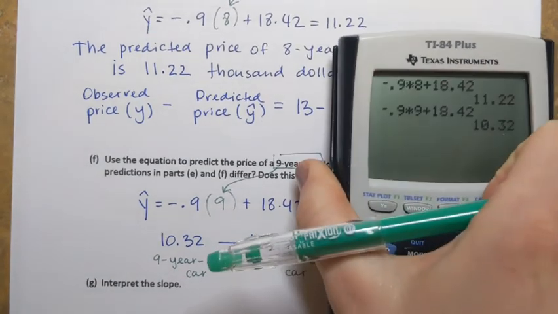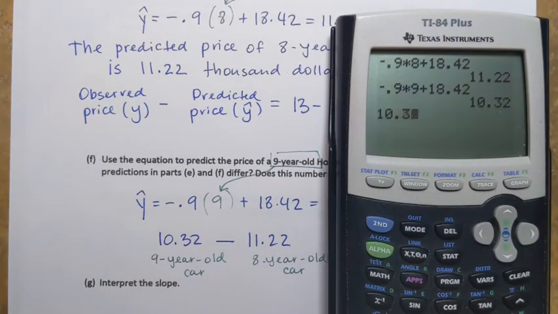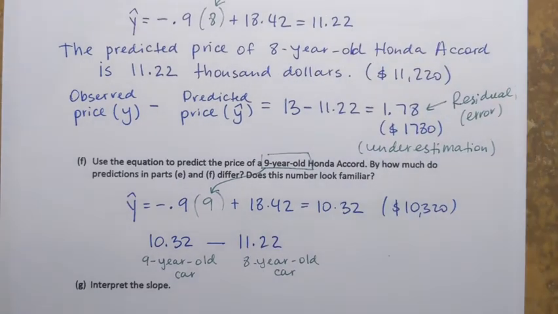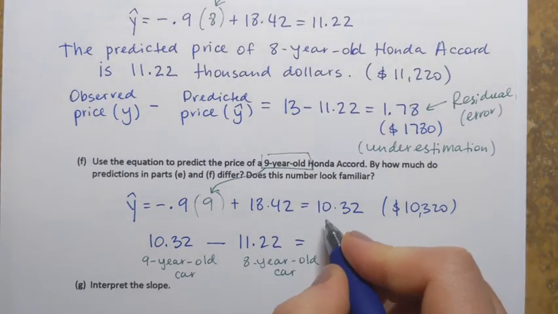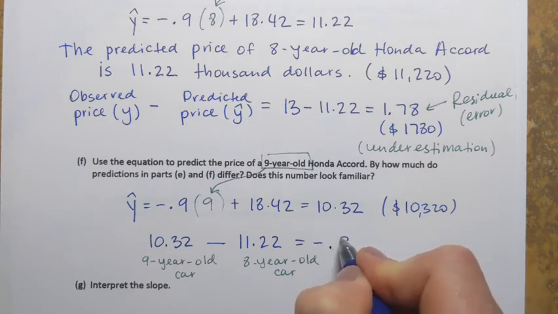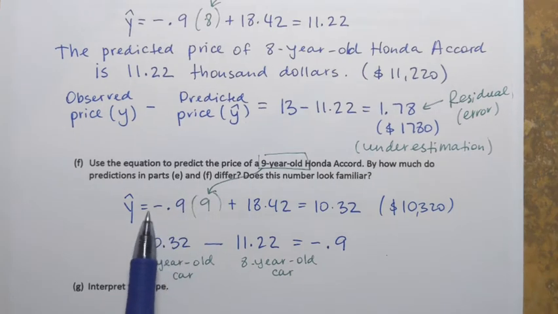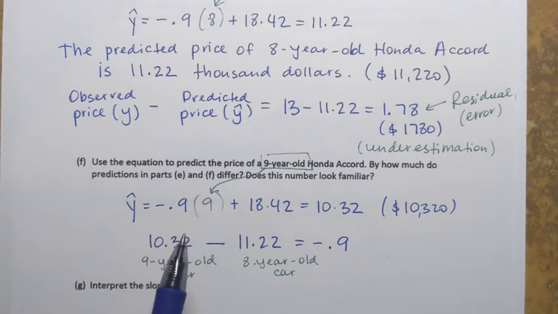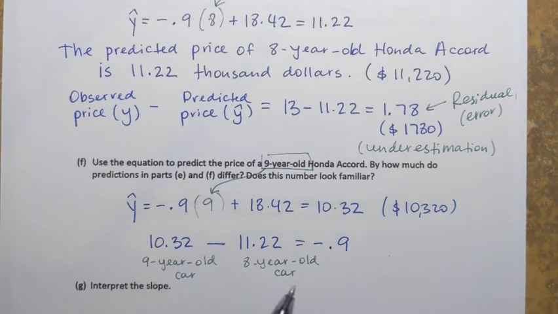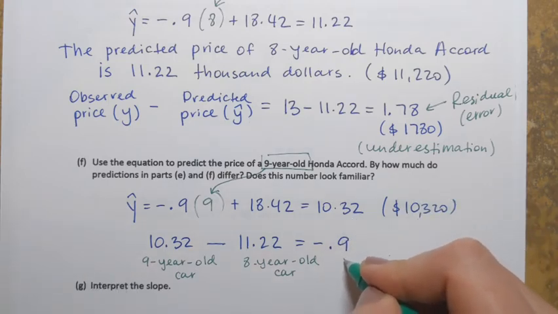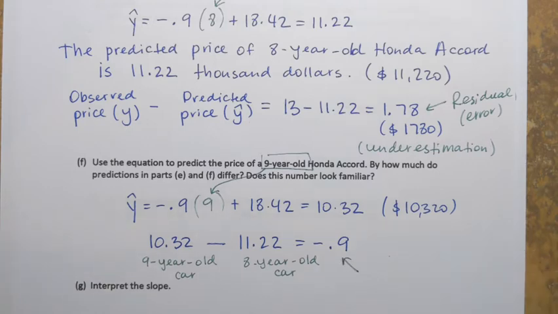Let's see what that difference is. 10.32 minus 11.22. Okay, that is the difference. Negative 0.9. And does this number look familiar? Have you seen it before? Well, it's actually here right in front of us. That's the number that stands in front of X in the regression equation, right? Is it coincidence or not? Well, no, it's not. So that number is the slope, or in statistics we call it rate of change.